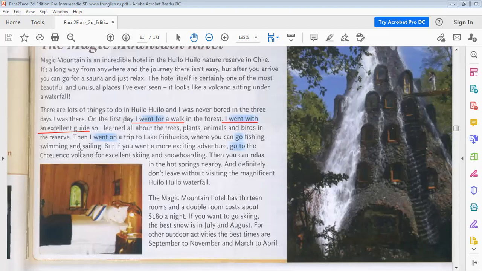What about the next one? I went on a trip to Lake Bridge. Okay, next one. Where you can go fishing. Go fishing. And the last one? Go to the Chuspenco volcano. Okay, so this is just the name of the volcano. So these are the five different ways that we used go in the article about the Magic Mountain Hotel.